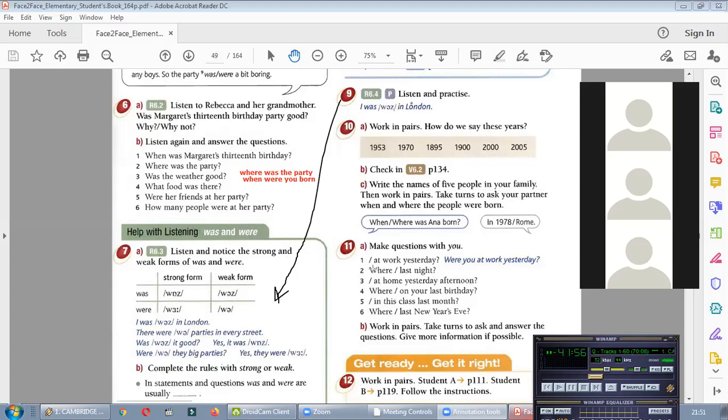What about number 2? Let's do number 2 together as an example. Then I'll give you some time and you can do them and then we'll check together, okay? But number 2, let's do it together.